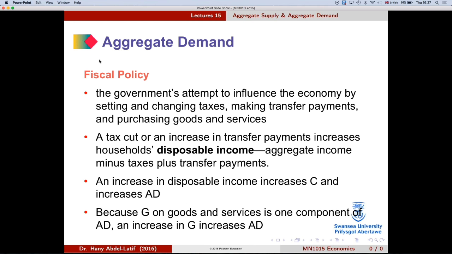The same thing, or a similar impact, would happen if the government changed G. G here is the government expenditure. So if they decide to increase what they spend in the economy, this means the aggregate demand will shift to the right. Remember, G is one of the components of the aggregate demand. The aggregate demand is the sum of consumption, investment, government spending, and net exports, X minus M. So that's one of the factors that can change the aggregate demand.